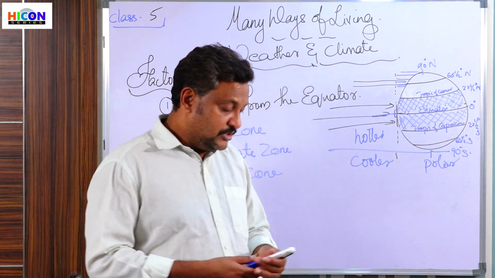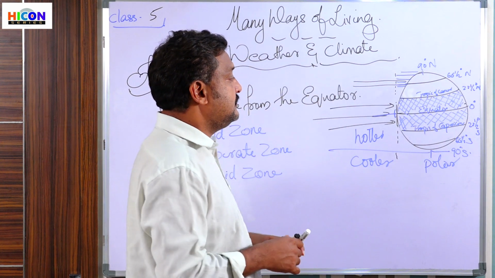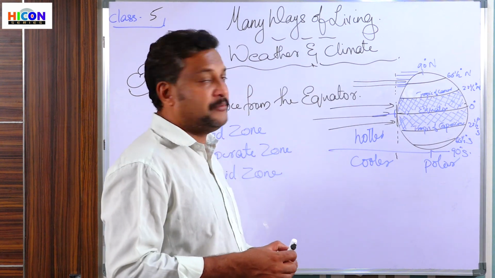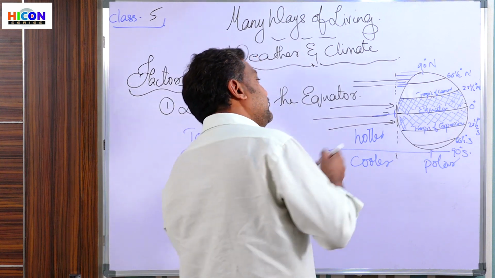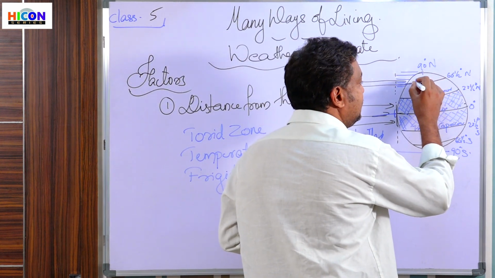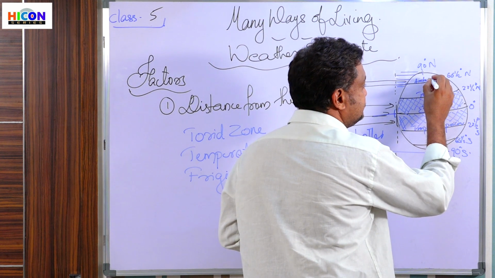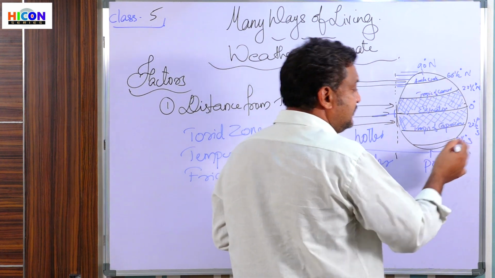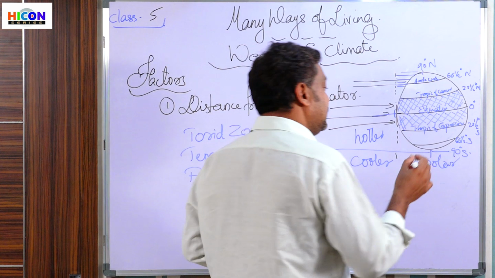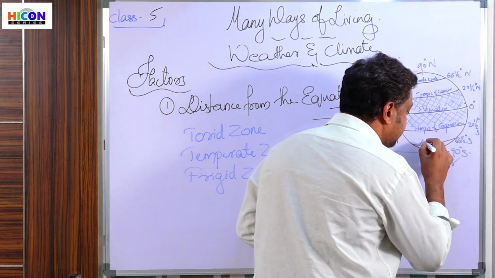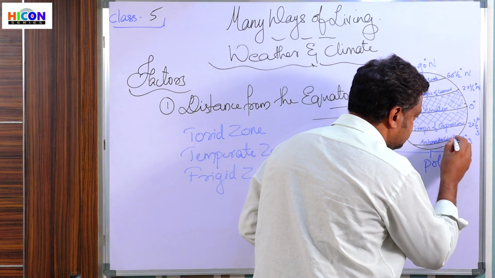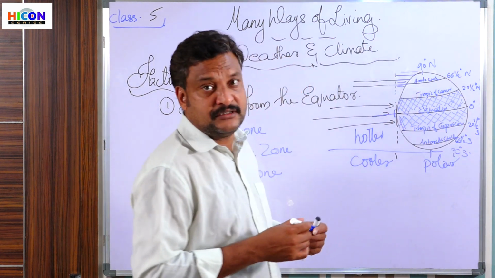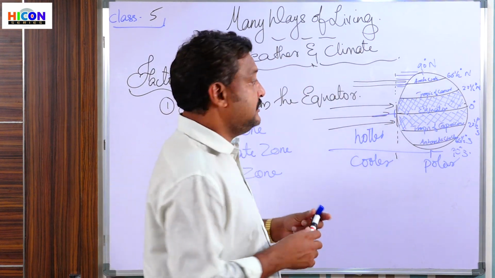Okay, now above the Tropic of Cancer and below the Tropic of Capricorn. So here 66.5 degrees north latitude is known as the Arctic Circle, isn't it? And 66.5 degrees south latitude is known as the Antarctic Circle. Isn't it? The Arctic Circle and the Antarctic Circle.